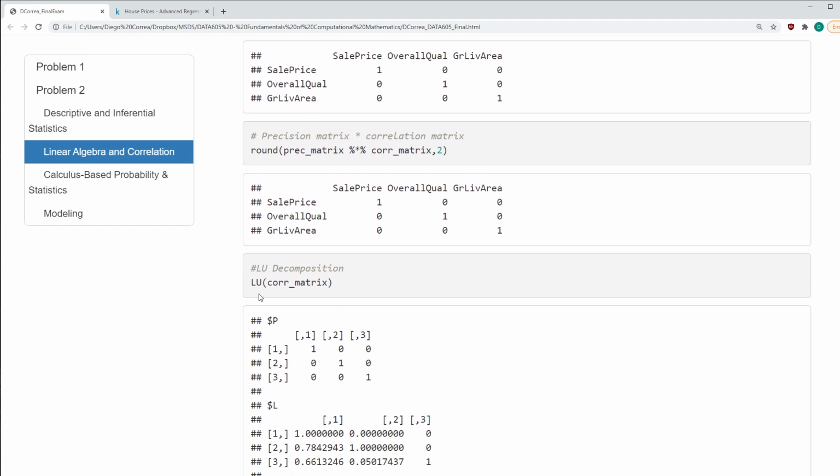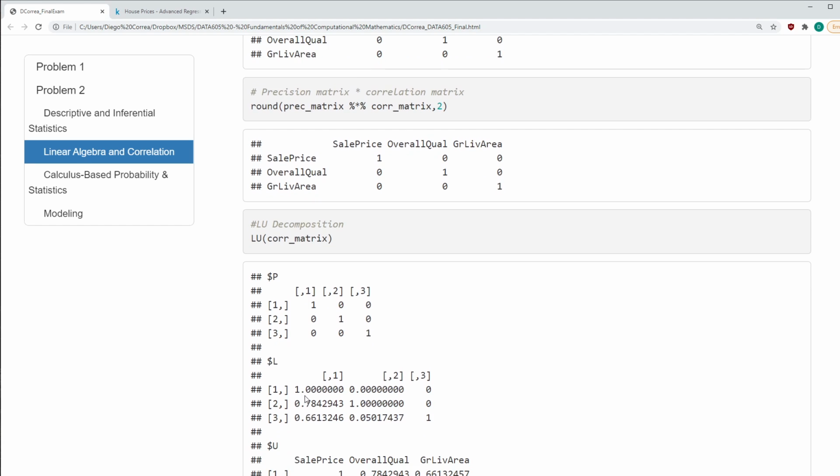Next, I use the LU function from our MATLib library, and we get the lower triangle with 1 across the diagonal and values on the lower triangle, and the U matrix where we have values on the upper triangle.